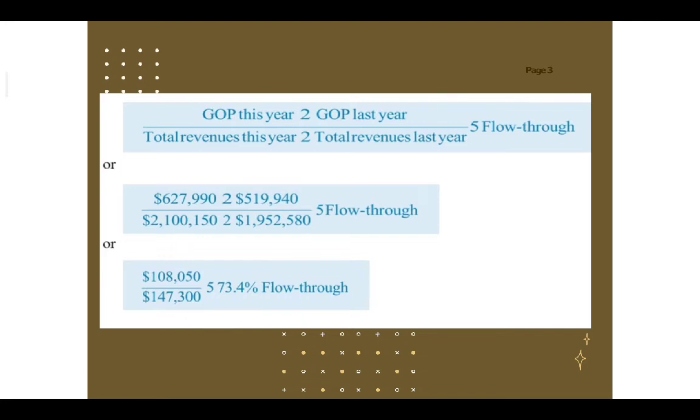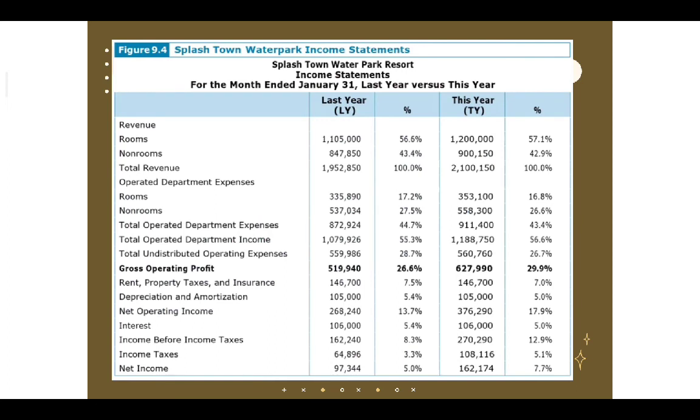So this is our given: 627,990 less 519,940, which totals 108,050, over 2,100,150 less 1,952,850, which equals 147,300. It equals a 73.4% flow-through. This is the Splashdown Water Park Resort income statement.